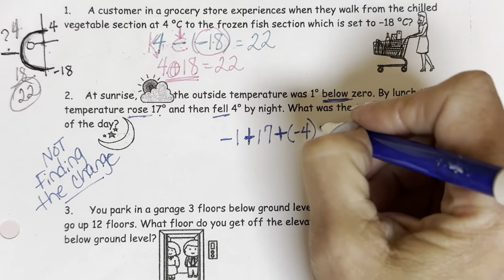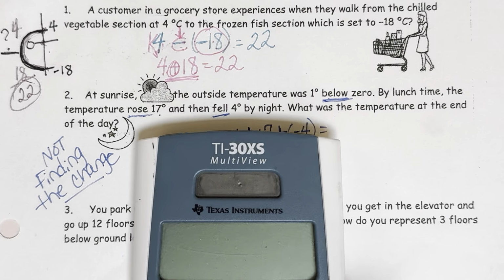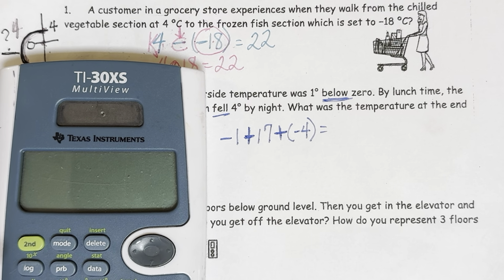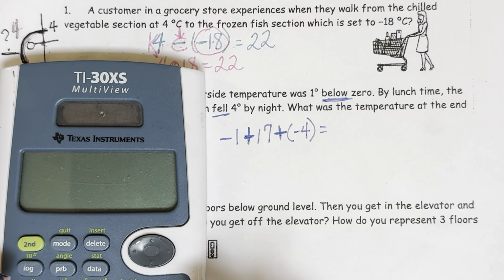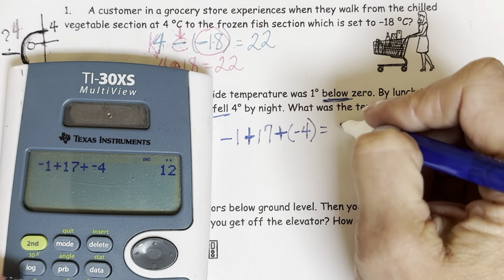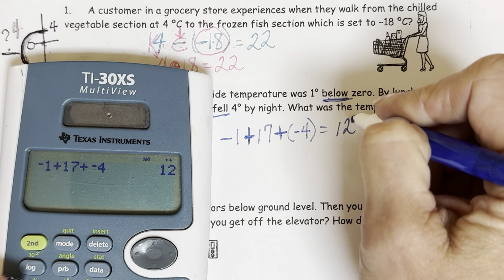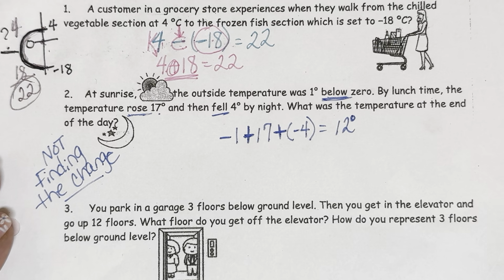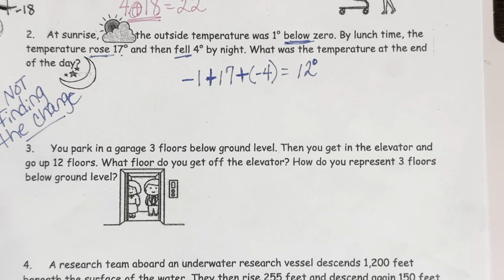When you get to that point, you need to put it in your calculator. So we've got -1 plus 17 plus -4. I got to turn my calculator on. -1 plus 17 plus -4 is a positive 12. So it's going to be positive 12 degrees at the end of the day. Not asking you for change here.